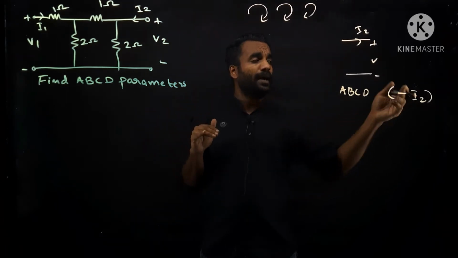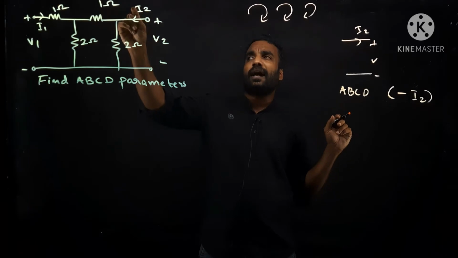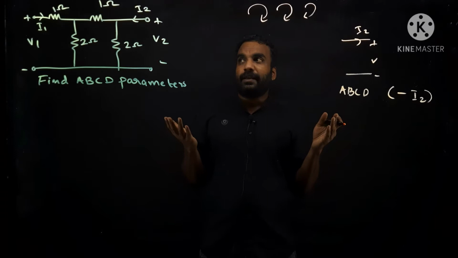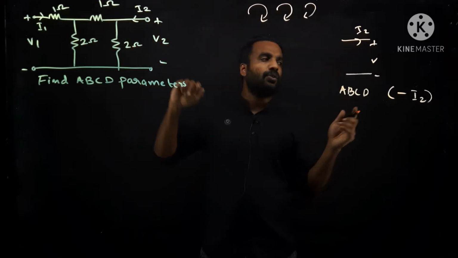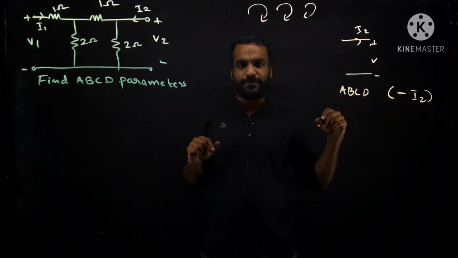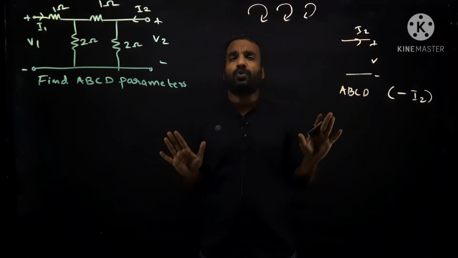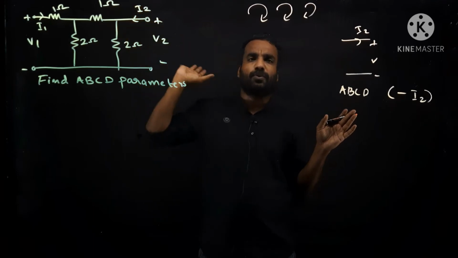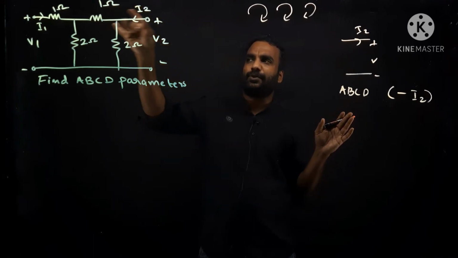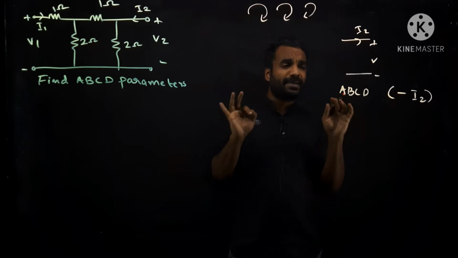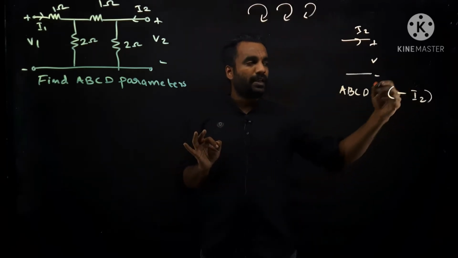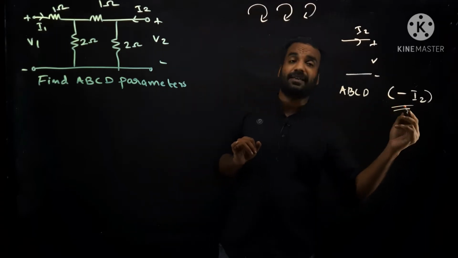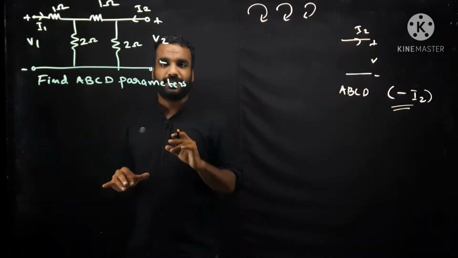If you are taking minus I2 in the equation and you are reversing the direction, it is wrong. If the direction is like this, then only you have to take minus I2 in derivation. That is already accounted, so don't get confused. This will be the same in all two-port network problems. V2 will be like this, I2 will be going inside. But in case of ABCD parameters, we know that we have to consider I2 in the opposite direction. That's why we took minus I2 in the derivation. That is there in the ABCD calculation.